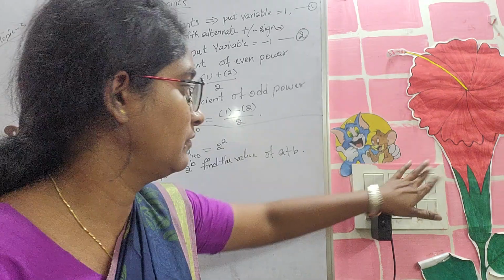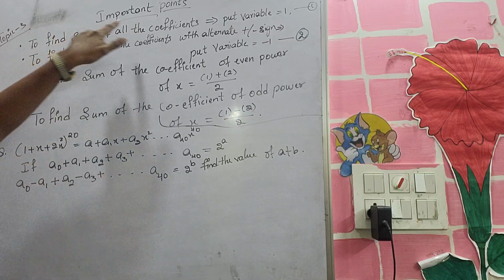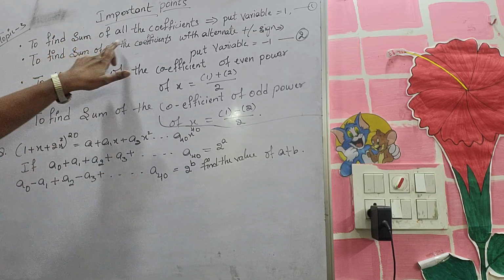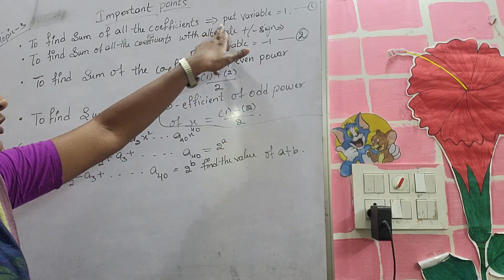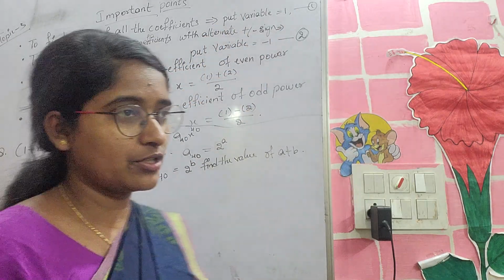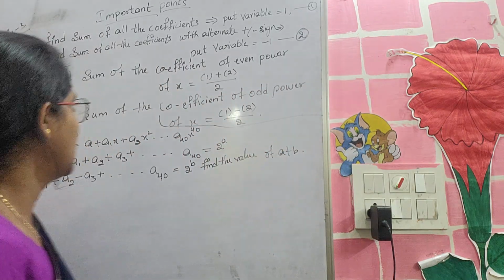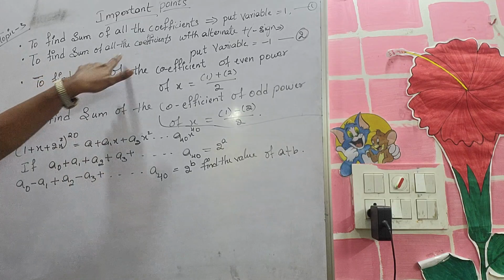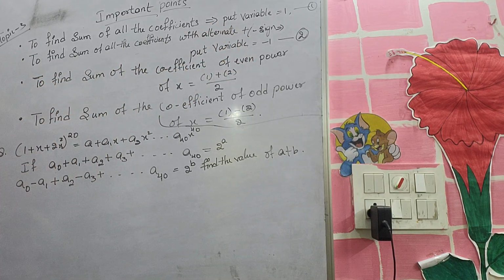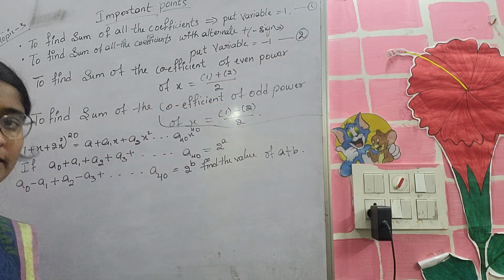Yes, we'll go to topic 3 here. Topic 3, the important points. To find the sum of all the coefficients, you need to put the variable as 1. So the variable place, you're going to keep it as 1, then you'll get the sum of all the coefficients. Then to find the sum of the coefficients of alternate terms, you put the value as -1.